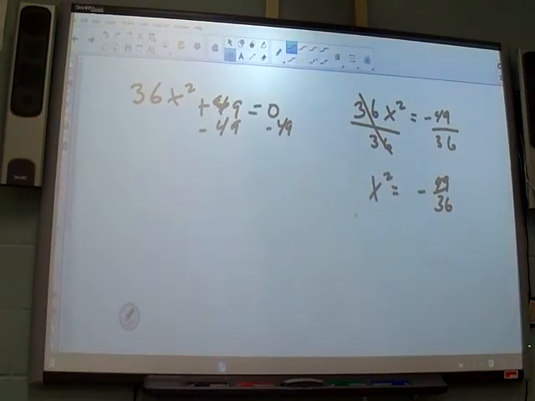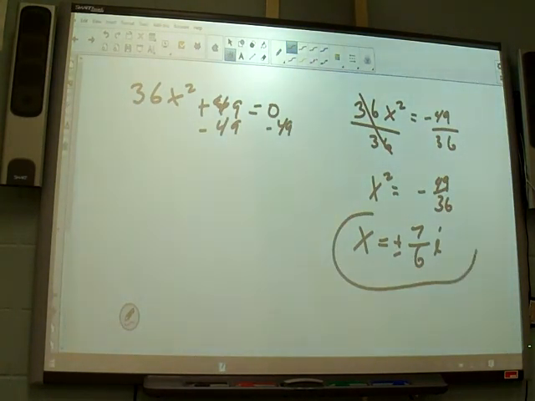So now when I undo that squared and square root both sides, the square root of 49 is 7. The square root of 36 is 6. Since there was a negative, what do I get when I square root? That's right, say it louder. An i. An i. And anytime I square root, I can be positive or negative. That's it.